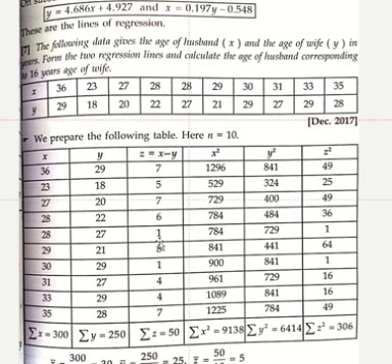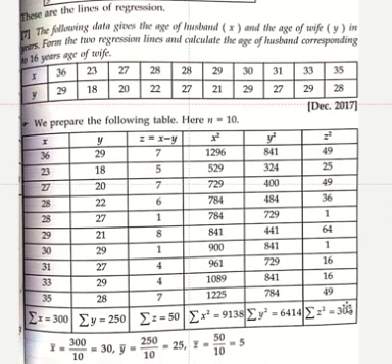Next, these are the values of z. Take the square of these values. Therefore, we get these values, and take the summation of z square. Sum of these values, that is summation of z square, is equal to 306.